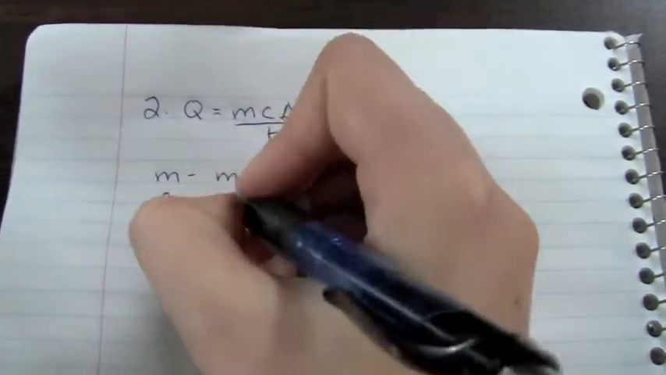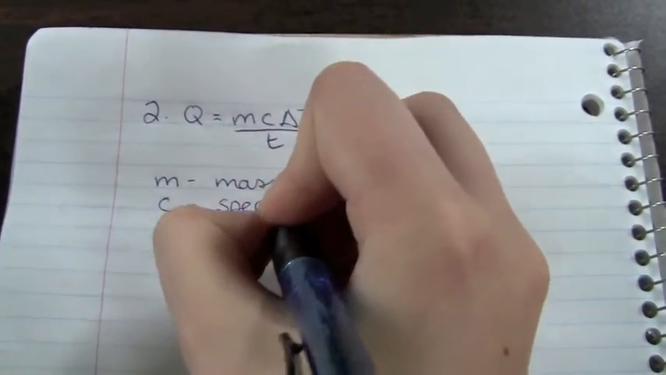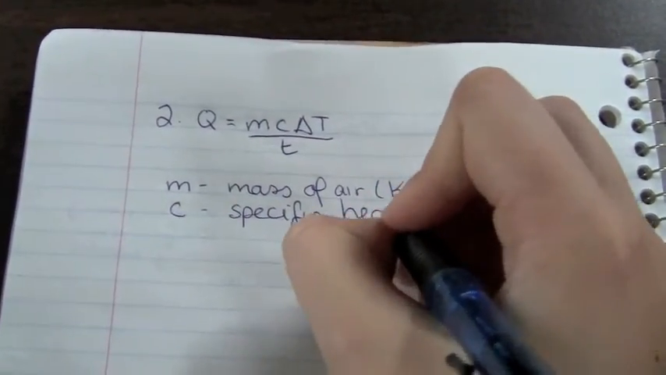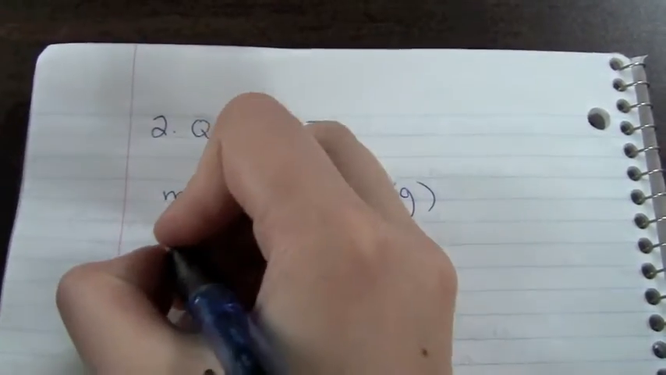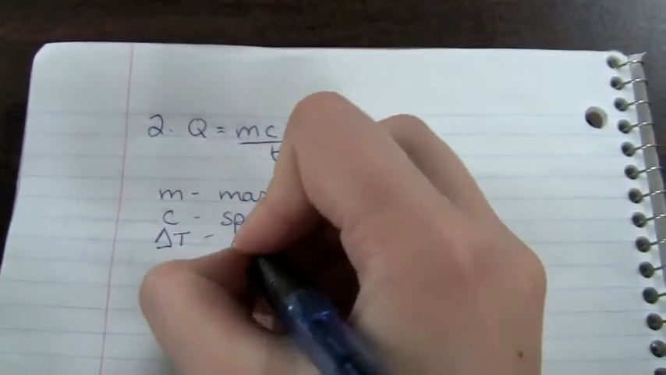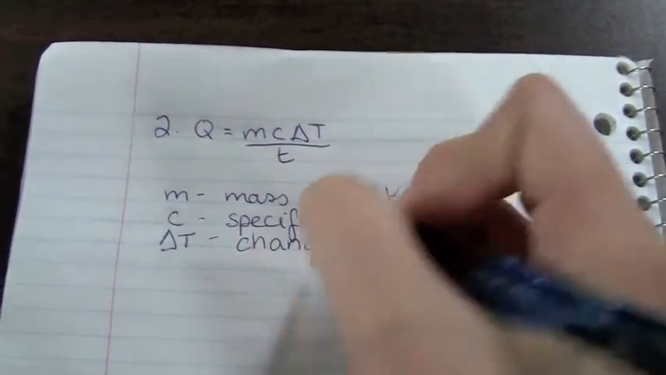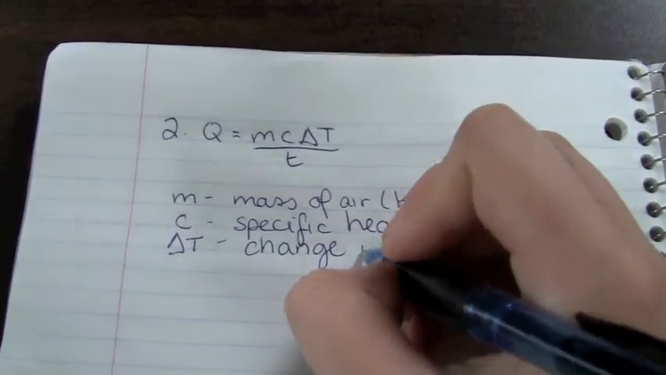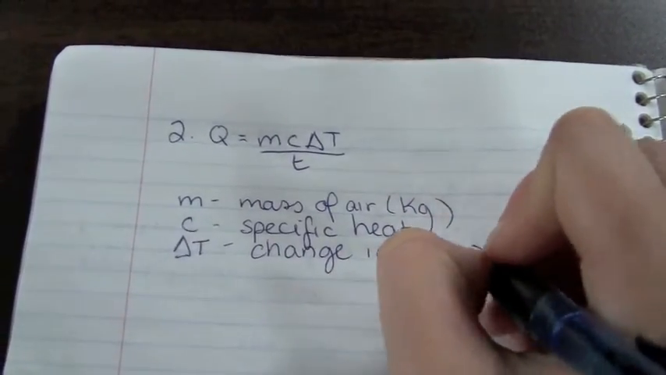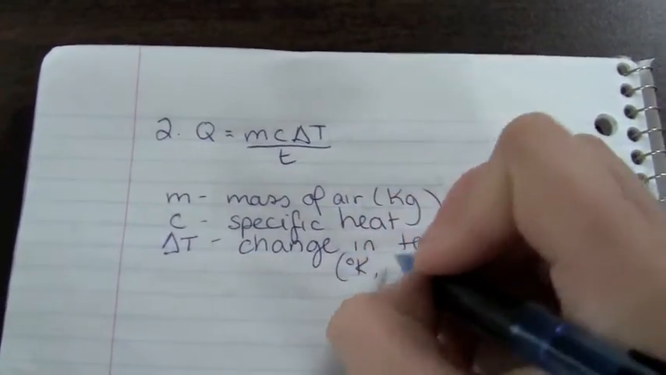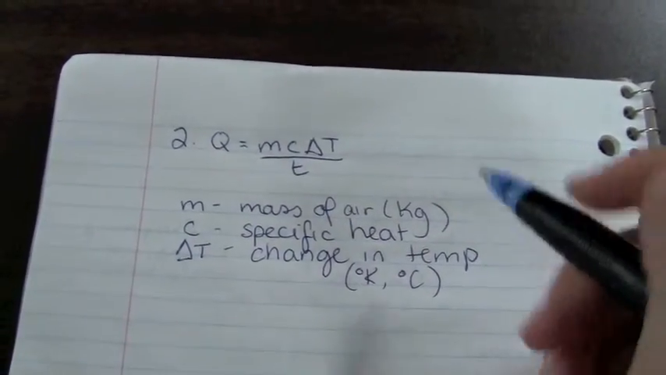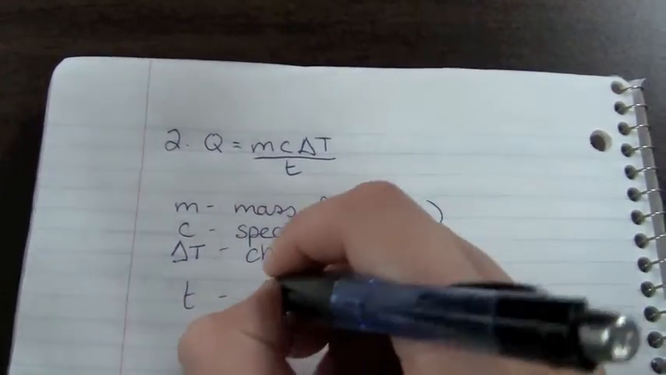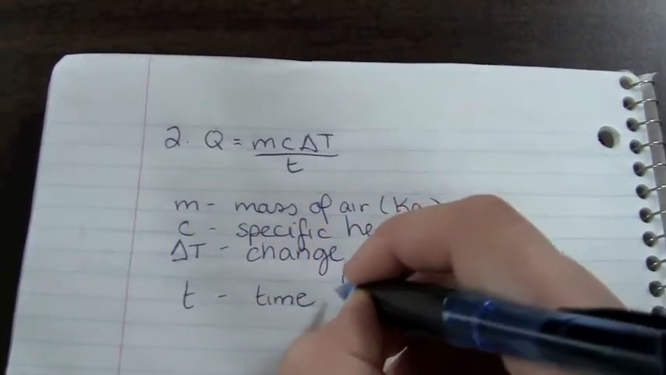The c in this case is the specific heat of the air in the room. You can find this number by looking it up online or in a variety of textbooks. Delta T is the change in temperature that the room undergoes over the period of about 15 minutes that we're looking at. You can measure your temperatures in either degrees Kelvin or degrees Celsius, seeing as in this case we're looking at a difference, so it doesn't matter. Finally, little t is the amount of time that we're examining, measured in seconds.